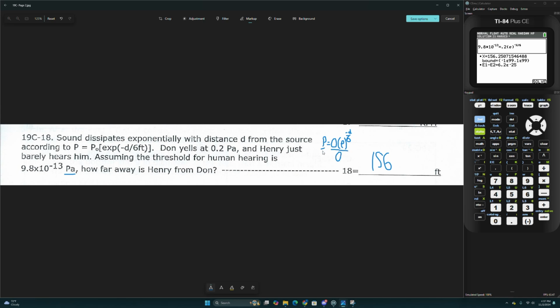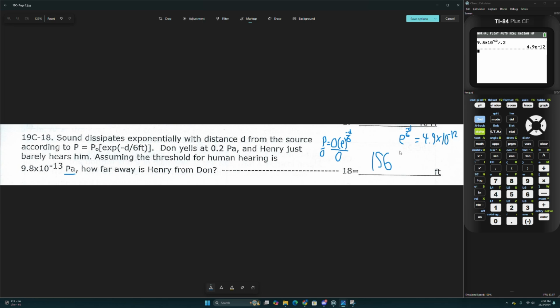So we would have the end result, which is 9.8 times 10 to the negative 13th. We would have divided that by 0.2. It's the same as multiplying by 5. And then we would have been left with e to the power of negative d over 6 equal to this number right here, 4.9 times 10 to the negative 12th.